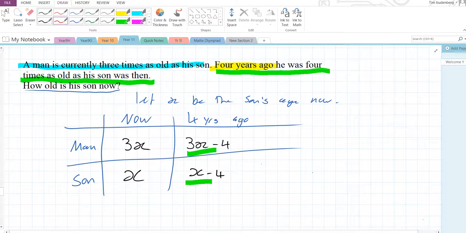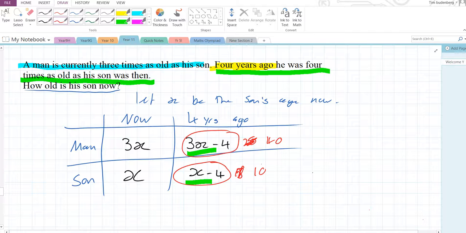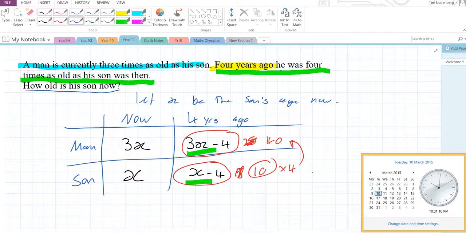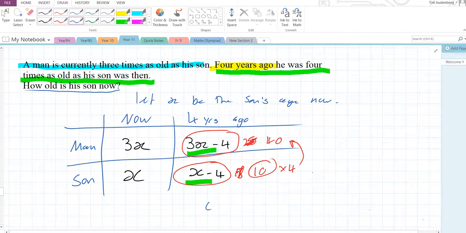What that is saying is that this value here is 4 times as large as that value there. So for example, if the son was 5, the man would be 20. Slightly worrying numbers. If the son was 10, the man would be 40. That's better. So we could keep guessing, but instead we could take this lower number and multiply it by 4 to get this upper number, get it equal to the upper number. So taking this lower number, which is X take 4, and multiplying it by 4, we're going to equal the older number.